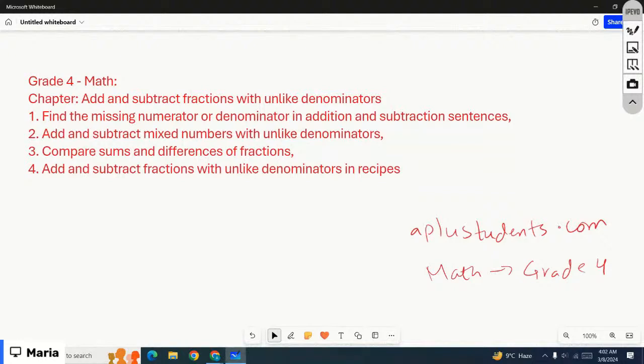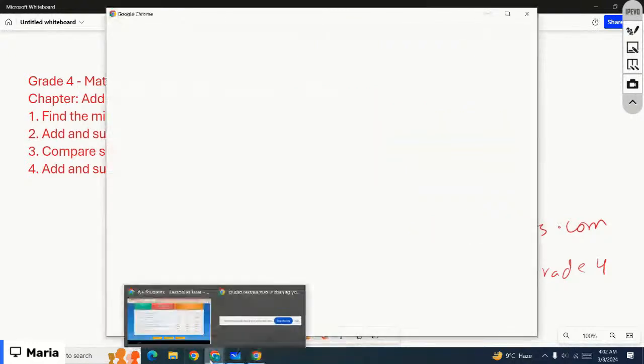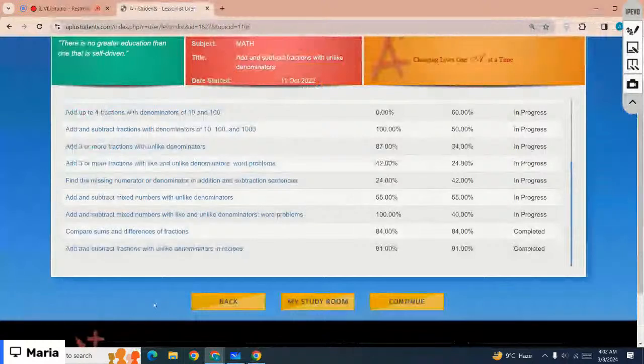We're going to start with the chapter add and subtract fractions with unlike denominators. And the lessons we're going to cover today are find the missing numerator or denominator in addition and subtraction sentences, add and subtract mixed numbers with unlike denominators, compare sums or differences of fractions, add and subtract fractions with unlike denominator in recipes. Let's just start with the lesson. Here I am on the chapter add and subtract fractions with unlike denominators.